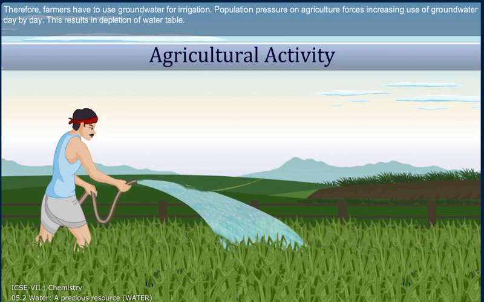Population pressure on agriculture forces increasing use of groundwater day by day. This results in depletion of water table.